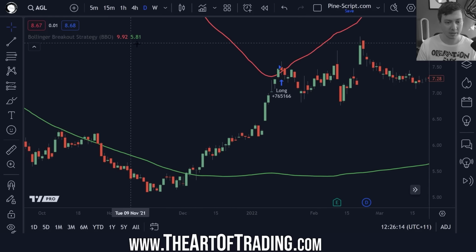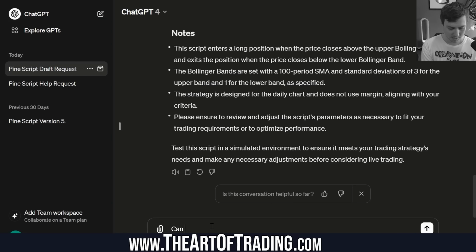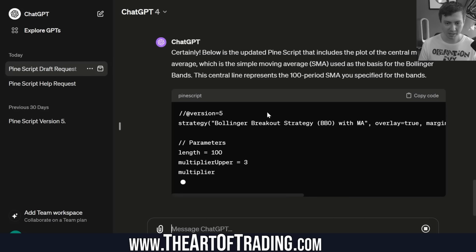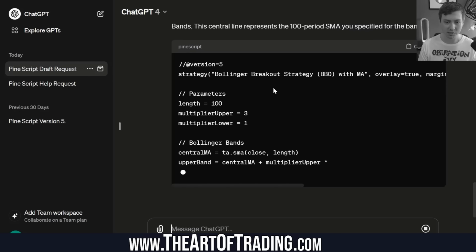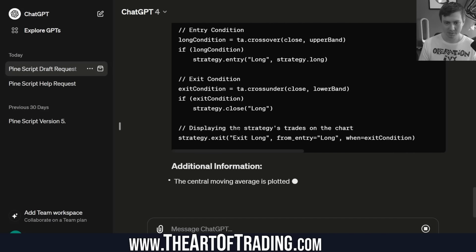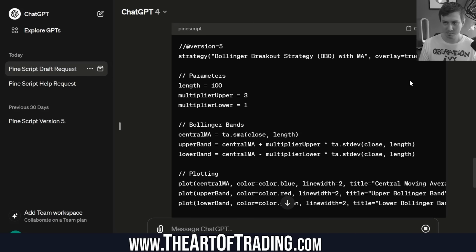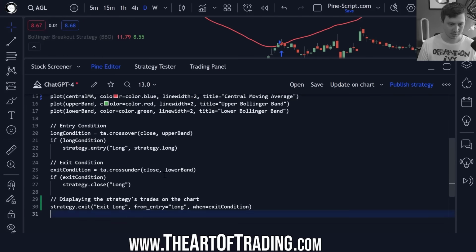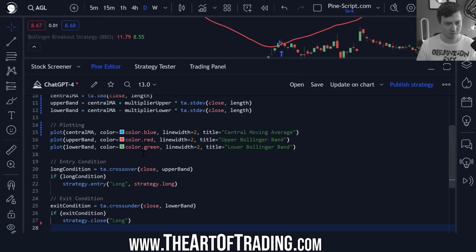We're not displaying the central moving average, so let's go back and ask it to do that. Can you add the central moving average to this script as a plot? I'll fast forward all this. For some reason, it takes a long time to print this stuff. I don't know why it doesn't just print it out immediately. It still included the erroneous line of code. That's okay. Let's copy that, paste it in, remove that line of code, save the script.